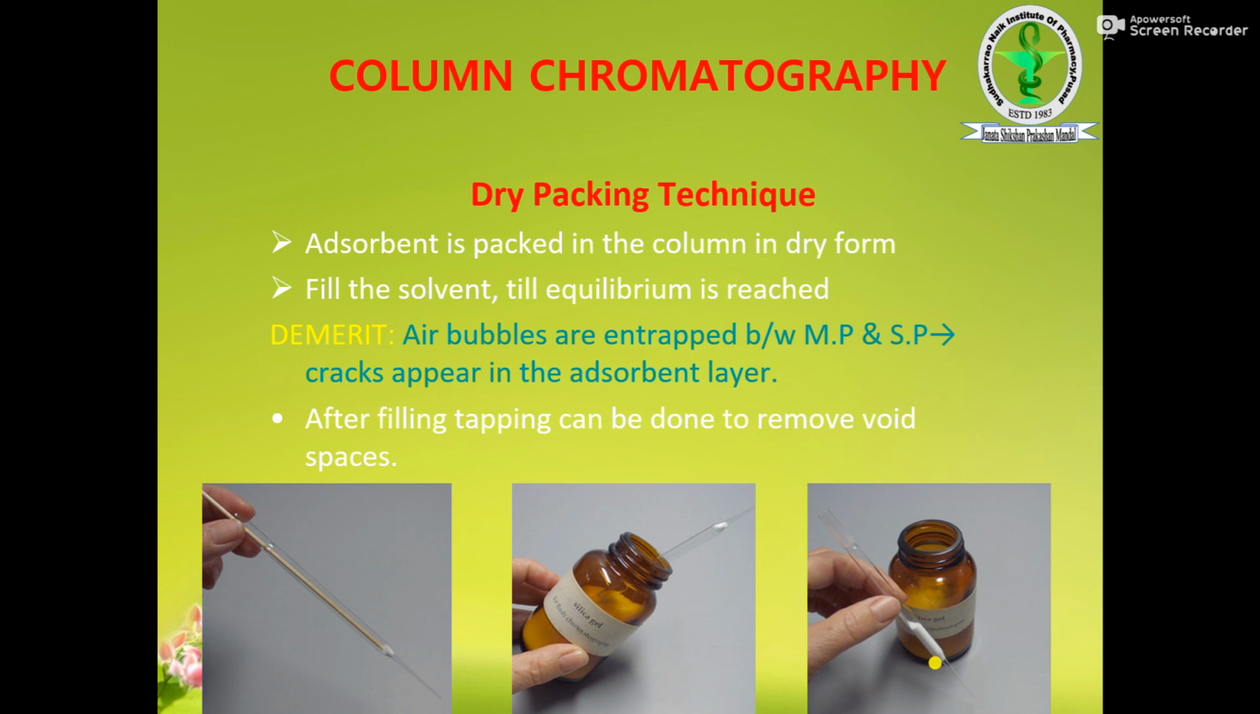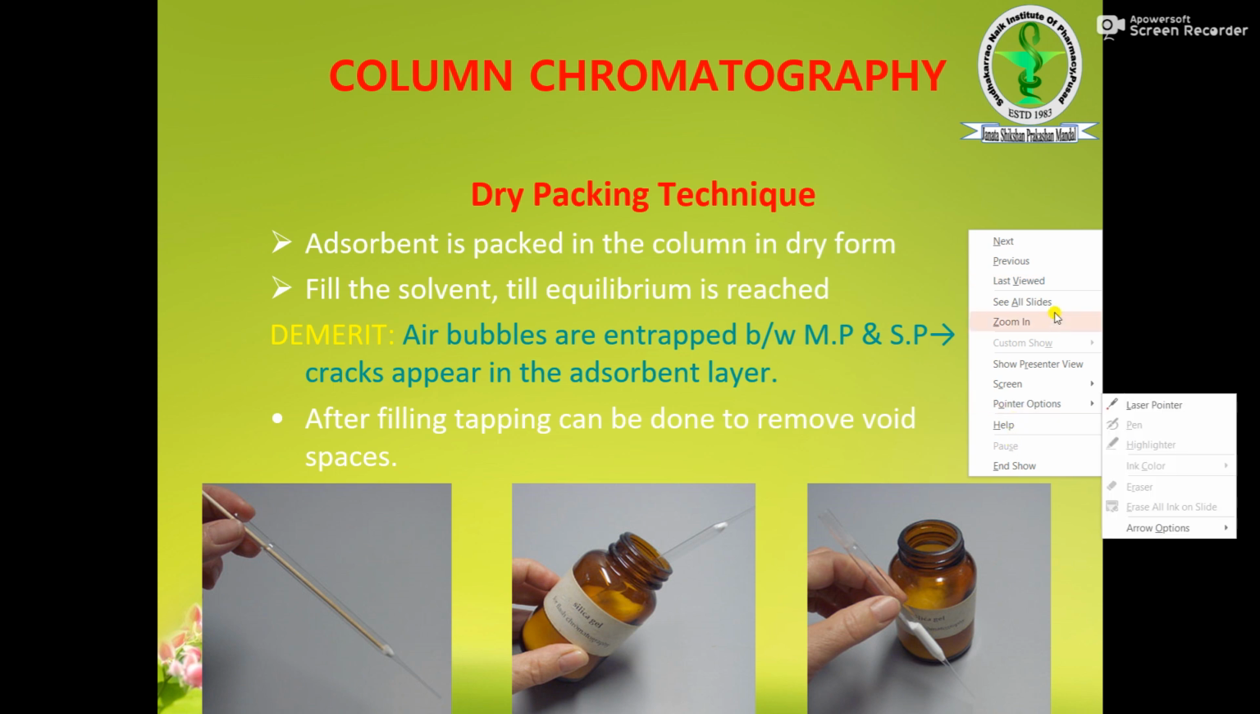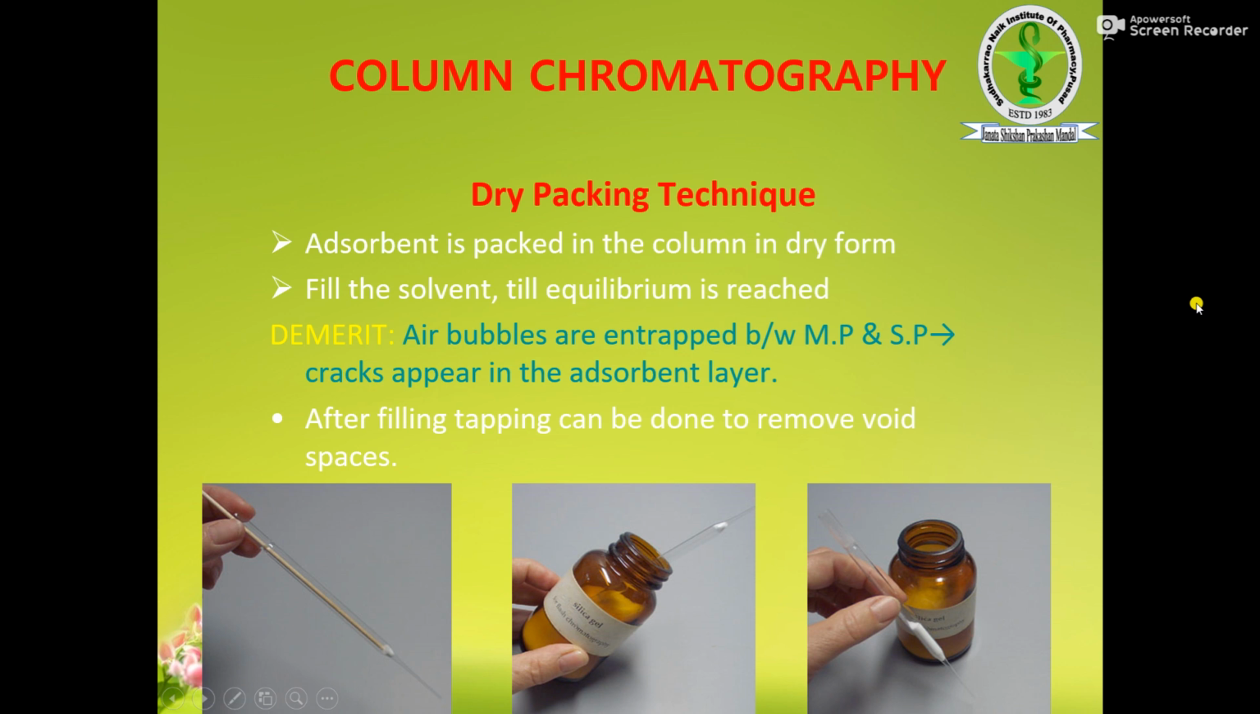What are the demerits of that one? Air bubbles are trapped between the stationary phase and the mobile phase. Cracks appear in the adsorbent layer. So what happens because of that? There might be some sort of cracks in the adsorbent layer. After filling, tapping can be done to remove white space. We tap it like this. Because of the tapping, it gets settled down and a proper uniform distribution of the stationary phase takes place.